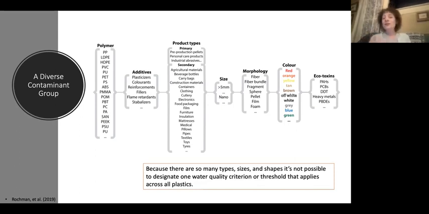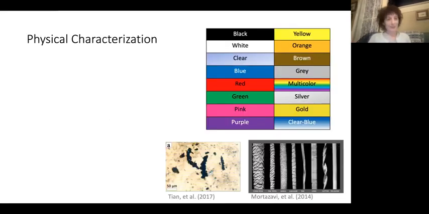So because there are so many types and sizes and shapes, it's not possible to really designate just one water quality criterion or one threshold that applies across all plastics. We really need to think about each plastic type as a distinct type of pollutant, just like when we analyze pyrethroid pesticides for potential toxicity, we look at each pyrethroid pesticide separately. So the same thinking goes here, but there are many more possible combinations.